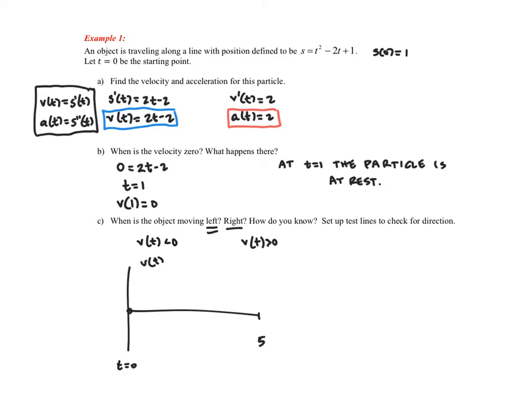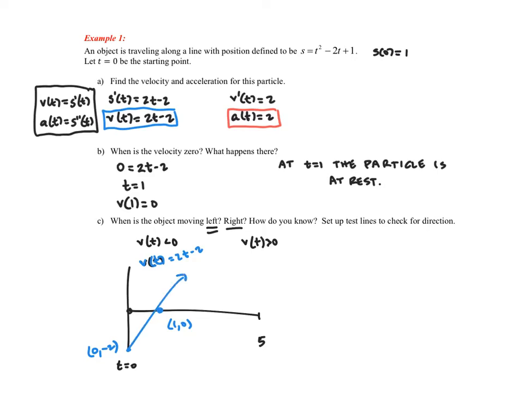All right, so I'm going to sketch v of t. V of t is 2t minus 2. All right, so that's a linear function. And we know that v of t equals 0 at 1. So 1 comma 0. And it's a linear function. The linear function's y-intercept is 0, negative 2. Therefore, v of t should look like that.